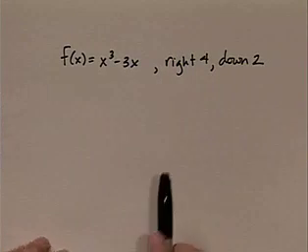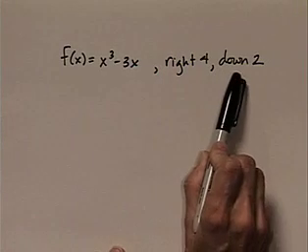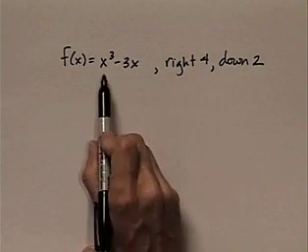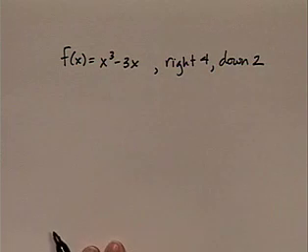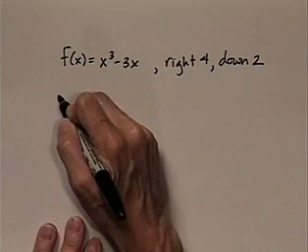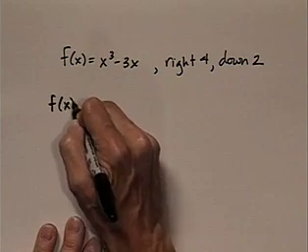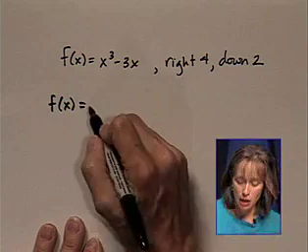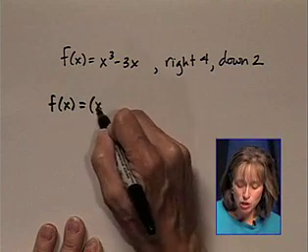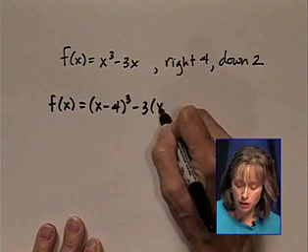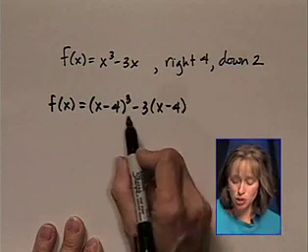We want to take f of x equals x cubed minus 3x and shift it right 4 and down 2. If you look back at that beginning screen, to shift this right 4, for each x I'm going to put the quantity x minus 4. So let's start with that. We'll get a new function. I'll call it f of x also, and I'll replace each x with x minus 4. And that's my shift of right 4.